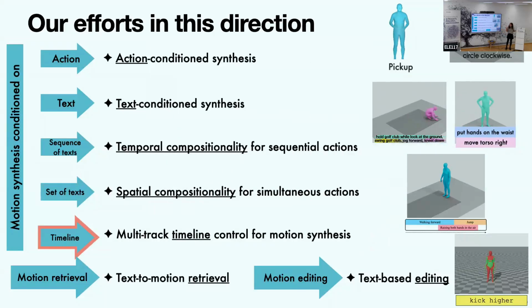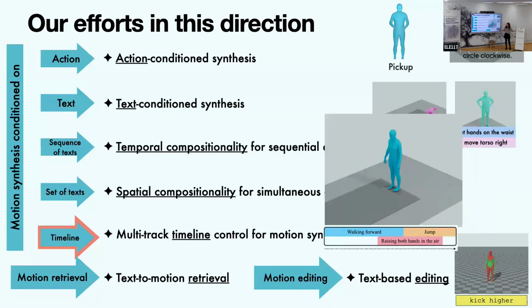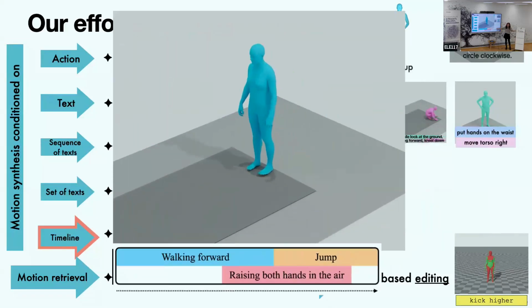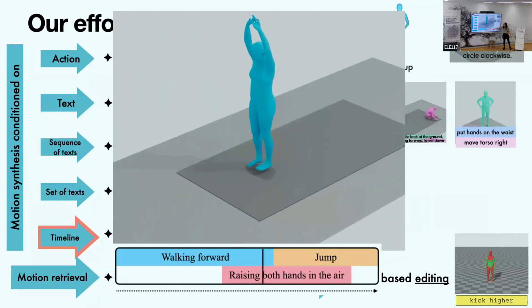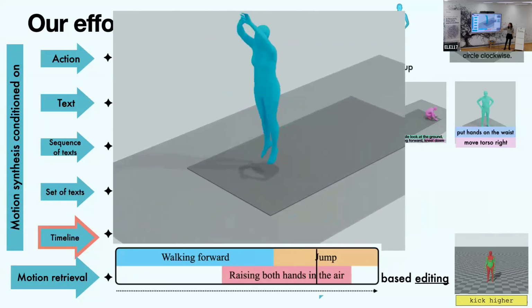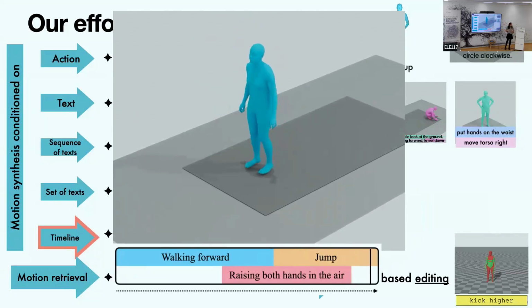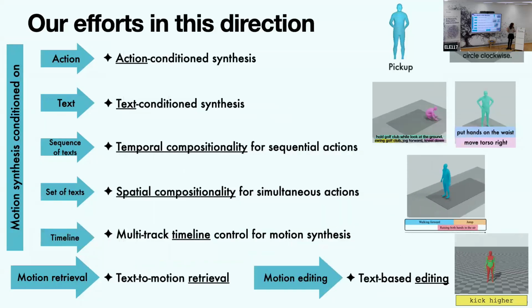And you can say, okay, isn't there something more general that encapsulates both spatial and temporal? That's what we call multi-track timeline. So you can have walking forward up to this point, start raising hands in the air, and at this point start jumping. So it's a bit easier interface for, let's say, an animator to use. And also method-wise, it's much easier to make that work.